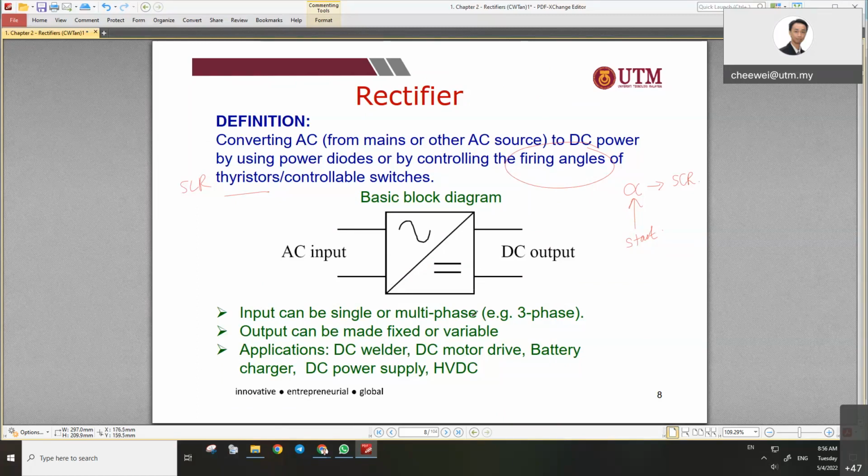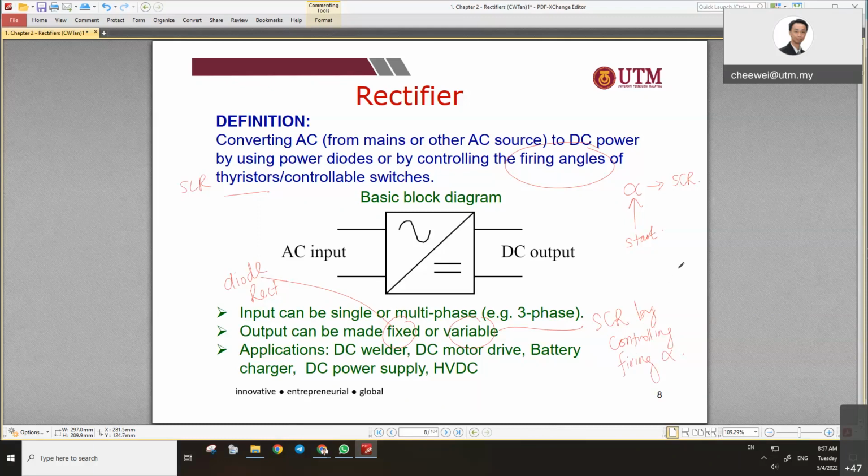If you want to get variable output, meaning that the voltage can change, then you need something that can be controlled. So this fixed refers to diode rectifier. If you want variable output, then you will have to use SCR rectifier or thyristor rectifier by controlling what? There's only one thing that we can control, the firing angle. So if you set the firing angle to start later, the output will become smaller because the waveform reduces.